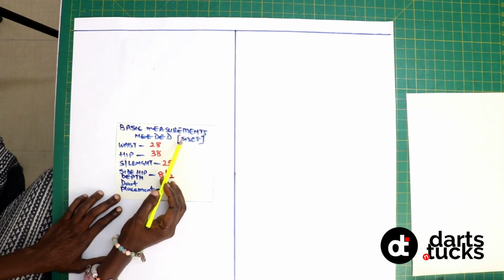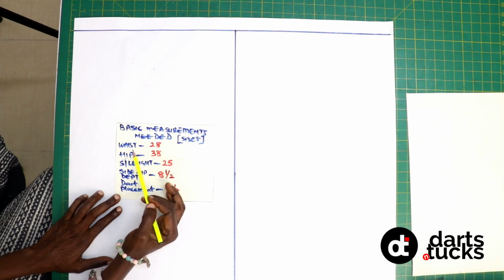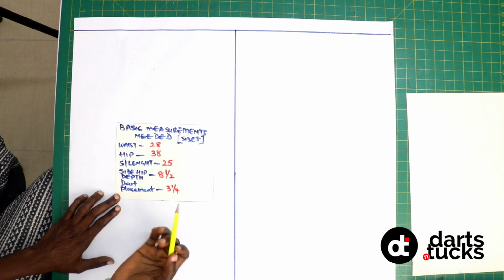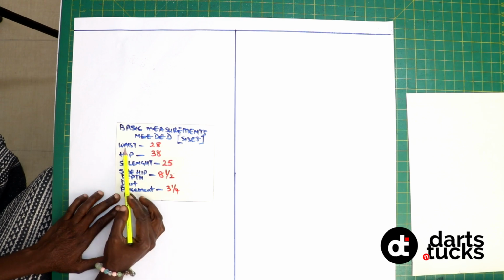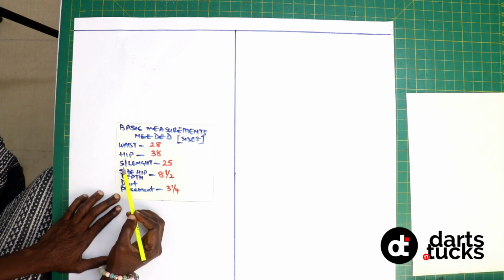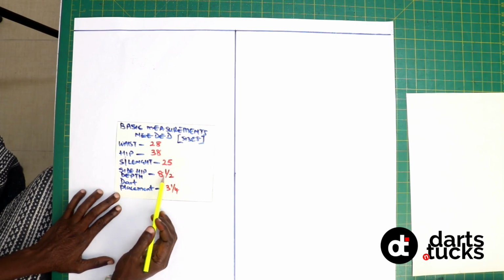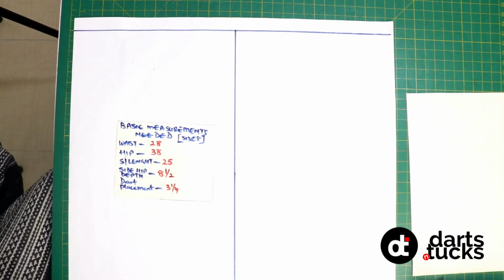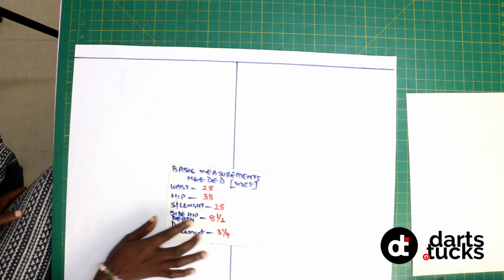So for this measurement, this is my own size 8 on my ready to wear size chart that I've written down the measurement. My waist is 28. Hip is 38, the skirt length is 25 inches, then the side hip depth is 8.5, and that placement is 3.25. So I'll start with graph straight away, and I'll be explaining all these measurements.